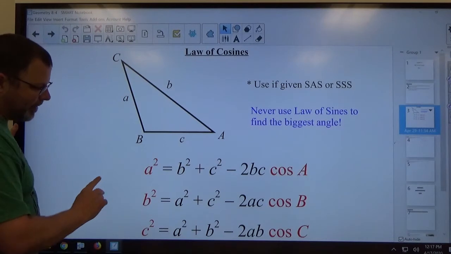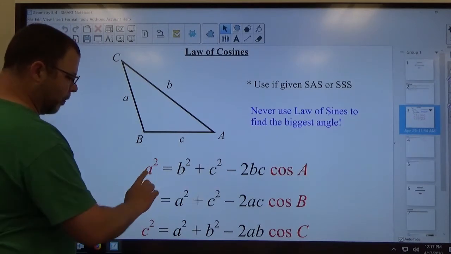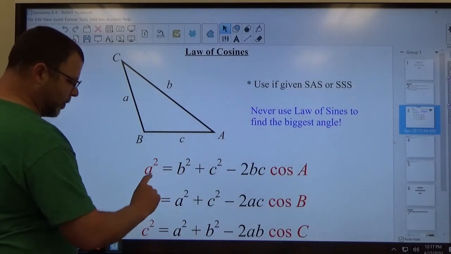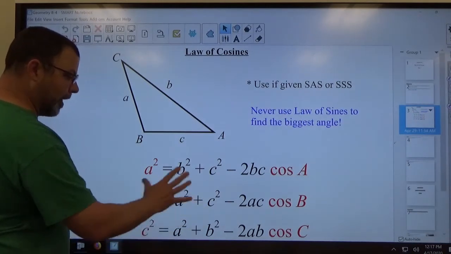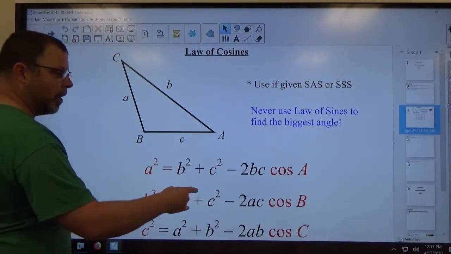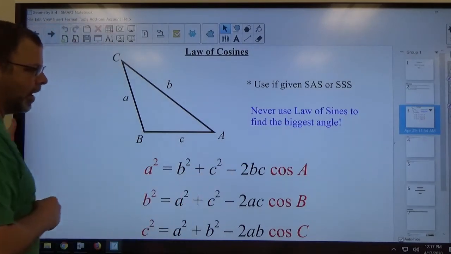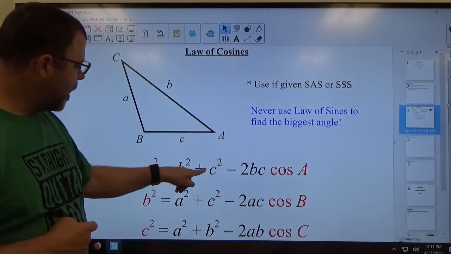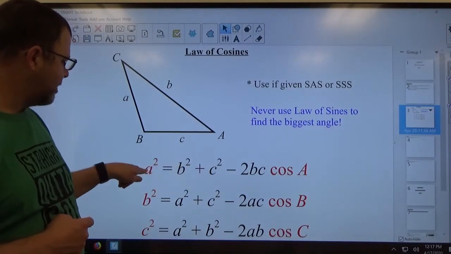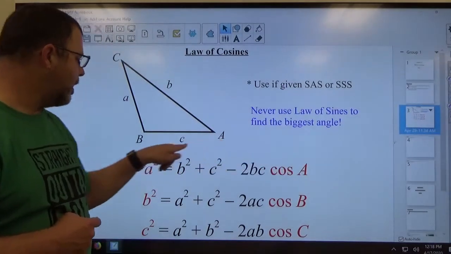The law of cosines is really the Pythagorean theorem. Look, a squared equals b squared plus c squared, b squared equals a squared plus c squared, c squared equals a squared plus b squared. That's the Pythagorean theorem look to it, but you're subtracting this extra piece in every case. The extra piece is simply minus 2 times the product of the two pieces here that aren't this side and the cosine of the angle opposite that side.